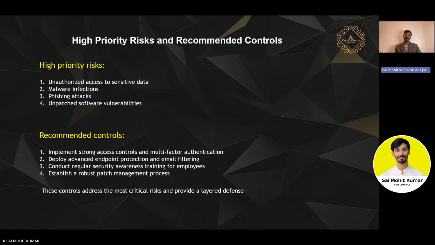Hi all, let's come back to high priority risks and recommended controls. High priority risk: we have unauthorized access to sensitive data. This risk involves unauthorized individuals gaining access to confidential information, which can lead to data breaches, theft, or misuse. Unauthorized access can occur due to weak access controls, compromised credentials, and insider threats.